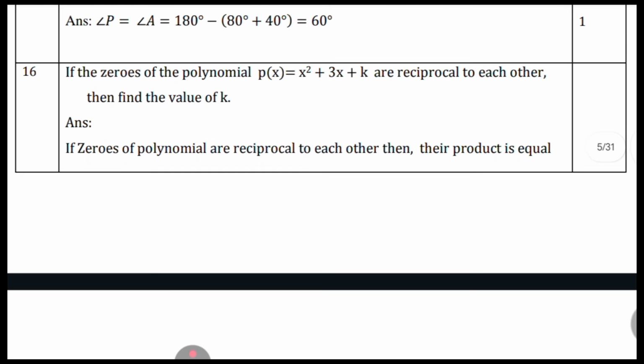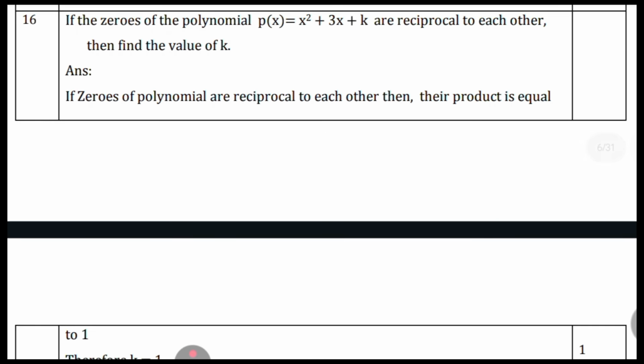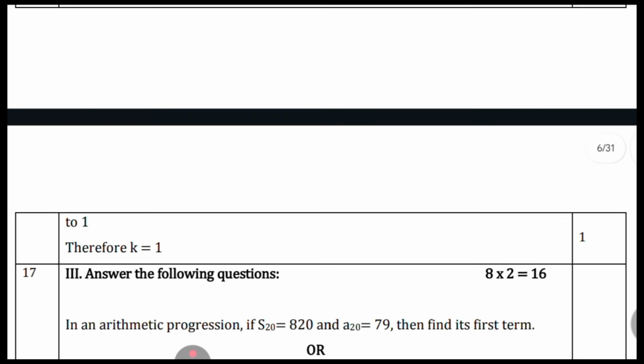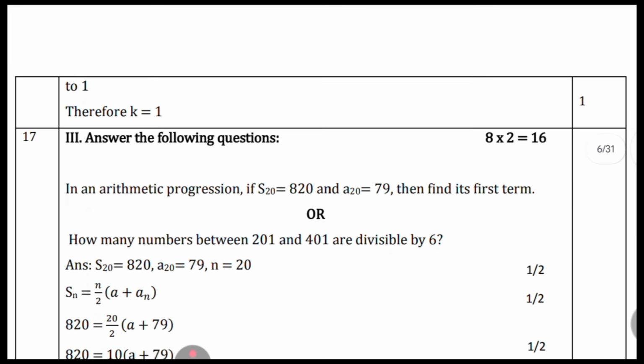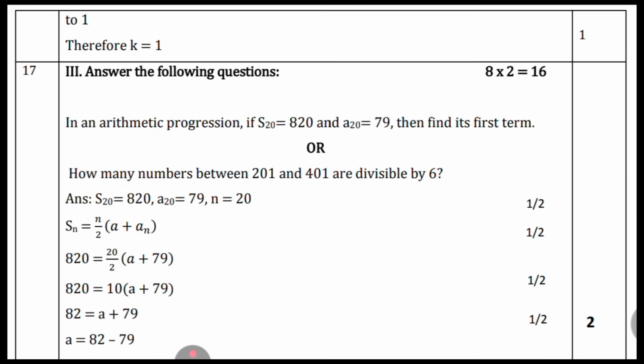So coming to the 16th question, if the zeros of the polynomial p of x is equal to x square plus 3x plus k are reciprocal to each other, then find the value of k. And the answer is, if the zeros of the polynomial are reciprocal to each other, then their product is equal to 1. Therefore, k is equal to 1. This is direct. And coming to the third section, these are 2 marks questions.